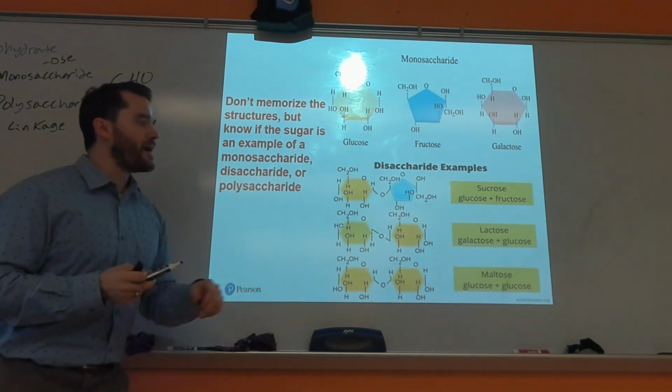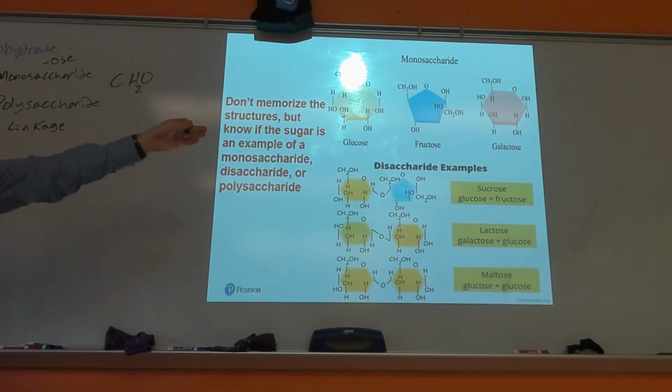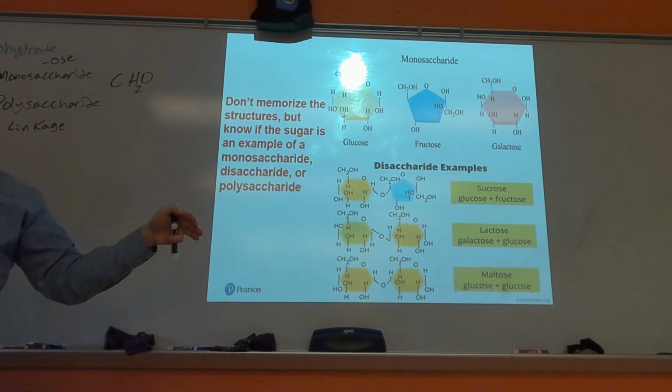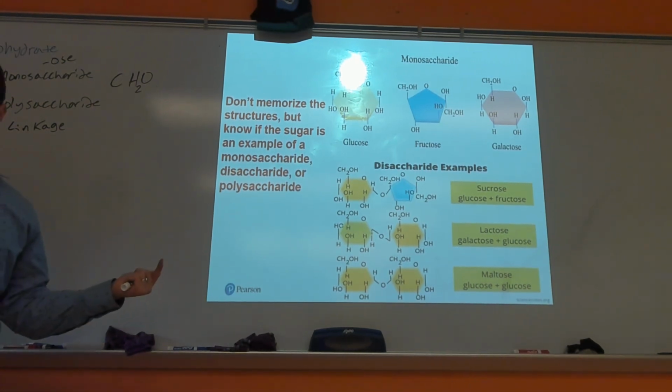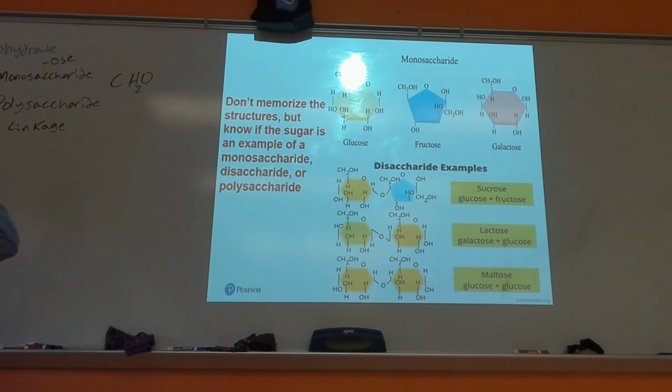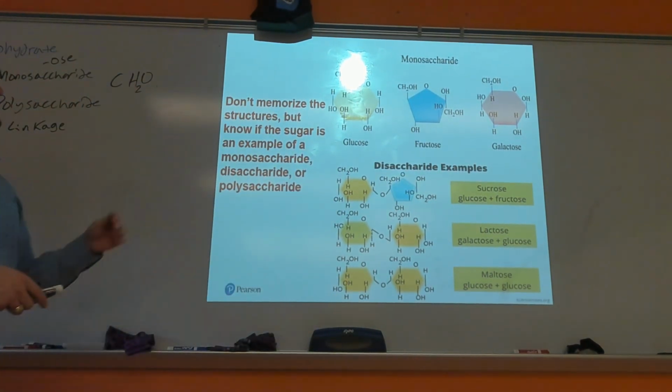And then maltose, that's glucose plus glucose. As I'm saying here, I don't need you to memorize these actual structures. I just want you to know sucrose, lactose, and maltose are disaccharides. They're not polysaccharides or monosaccharides. You don't need to know that lactose is galactose plus glucose, just that lactose is a disaccharide. In other words, I want you to know the three monosaccharides are glucose, fructose, and galactose. Then you combine these together and you can make these different disaccharides.